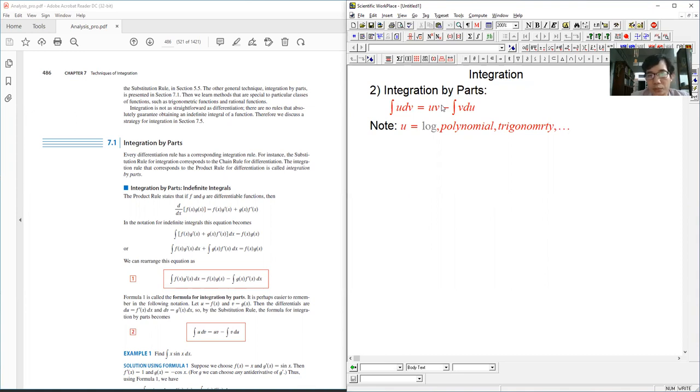When you set u for this formula, you take the derivative of u, so we get du equal something, and for the other variable you set dv equal to whatever is left in the integral. And then we use the integration by parts formula.